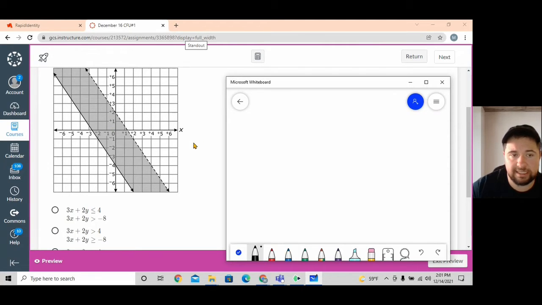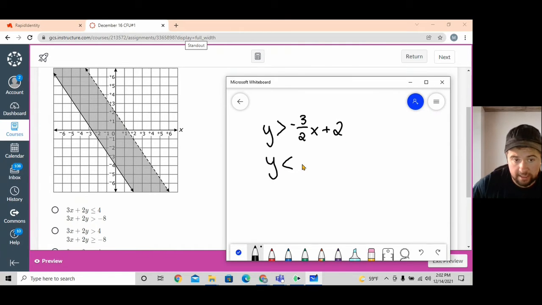When I look, my dashed line starts at positive 2, and it has a slope of down 3 over 2. So that means it's either going to be y is greater than negative 3/2 x plus 2, or y is less than negative 3/2 x plus 2. And I notice that 0, 0 would be shaded for this one. So I'm looking for a true statement.